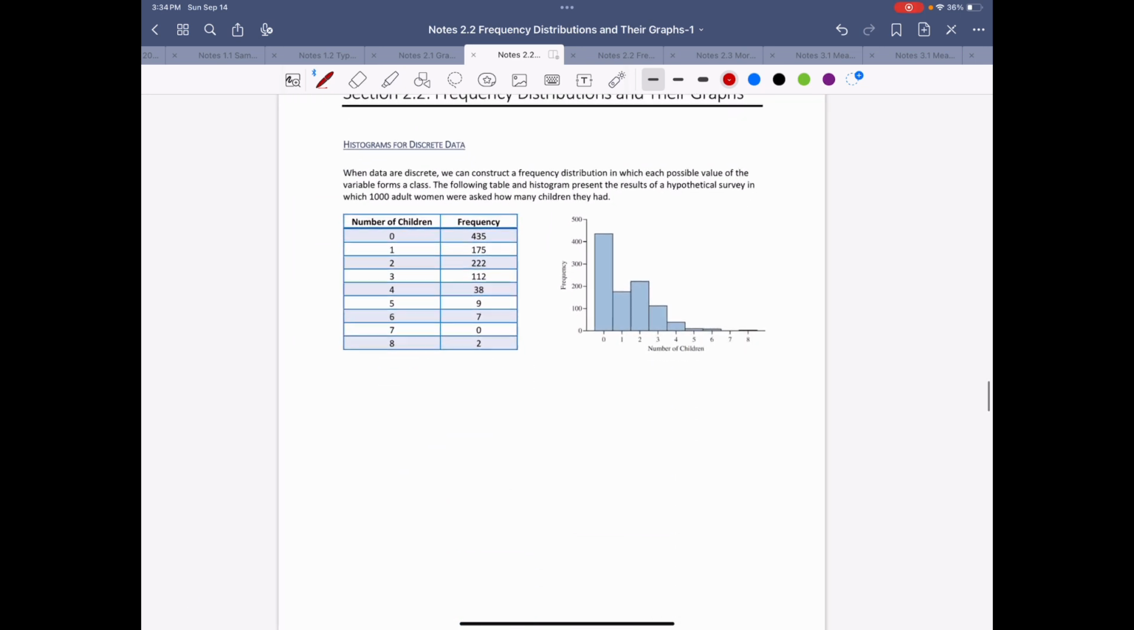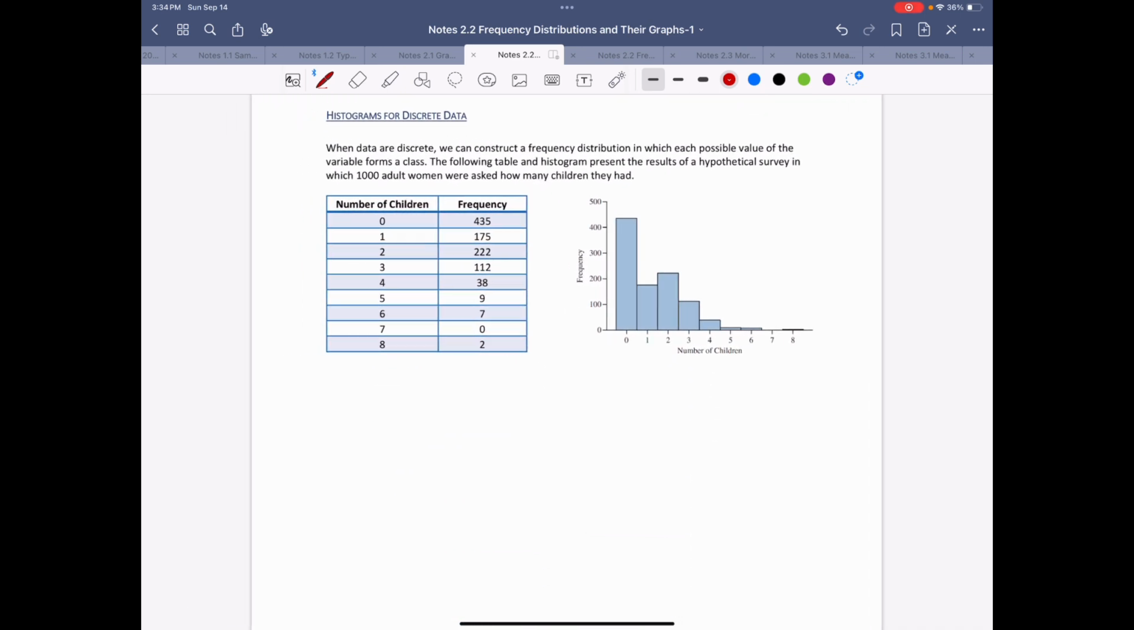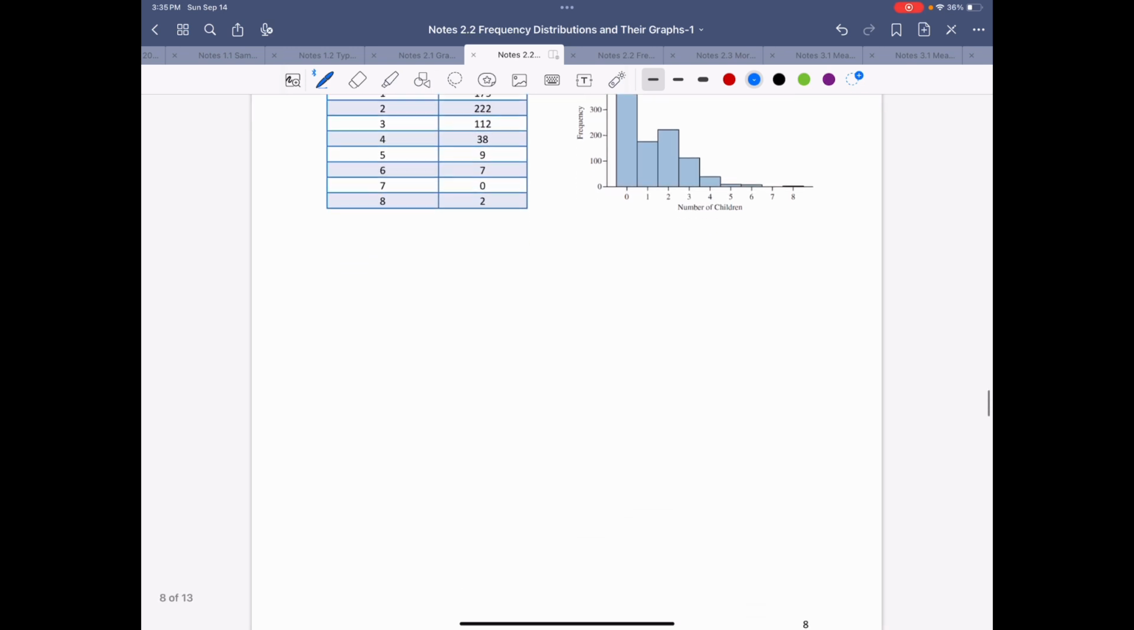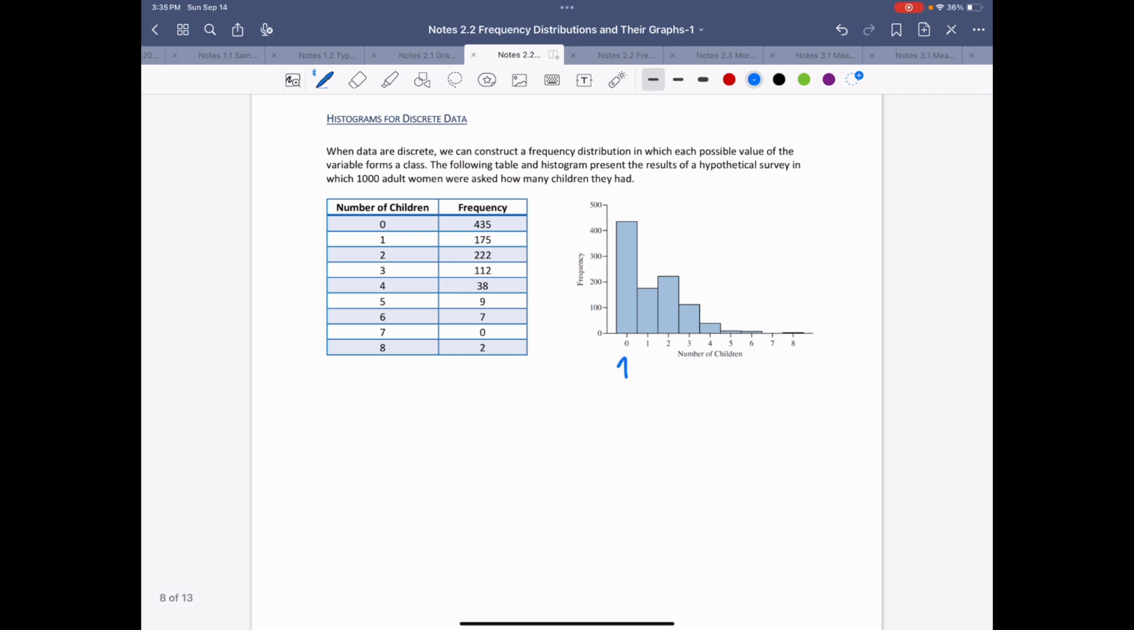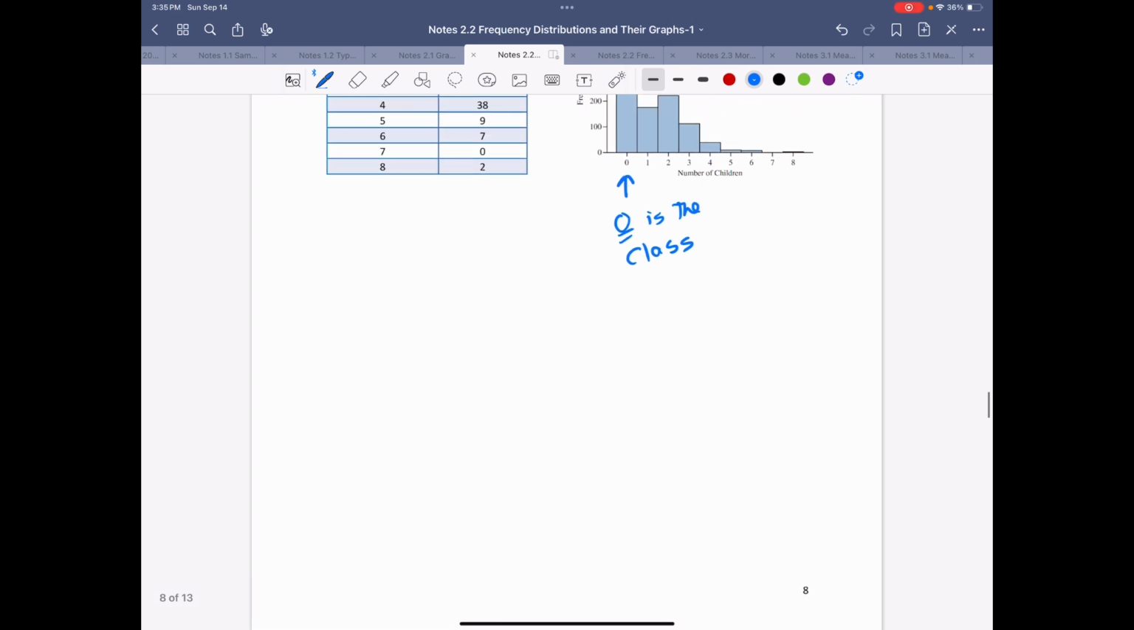Now, we don't do a lot like this, but if data are discrete, we can construct a frequency distribution in which each possible value of the variable forms a class. The following table and histogram presents the results of a hypothetical survey in which 1,000 adult women were asked how many children they had. And when you look at this one, this 0 is countable, it's discrete. This 0 is the class. If it was something like that, that makes more sense than saying I have between 0 and less than 1 children. That wouldn't make any sense.